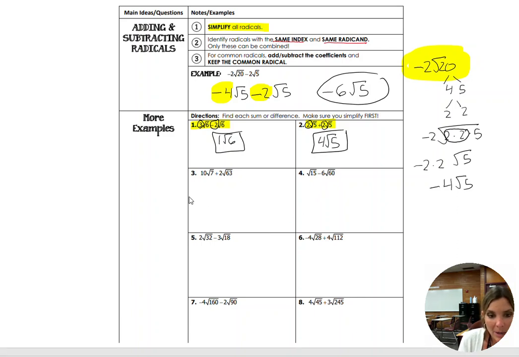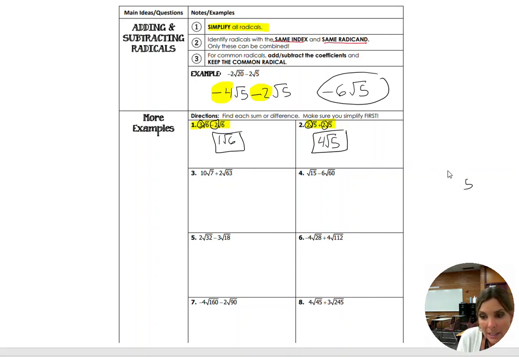Okay, on number 3, we have 10 root 7 and then we have 2 root 63. And the way that you can decide if a radical has already been simplified, if you don't know, is you can put that in your calculator just like it is.